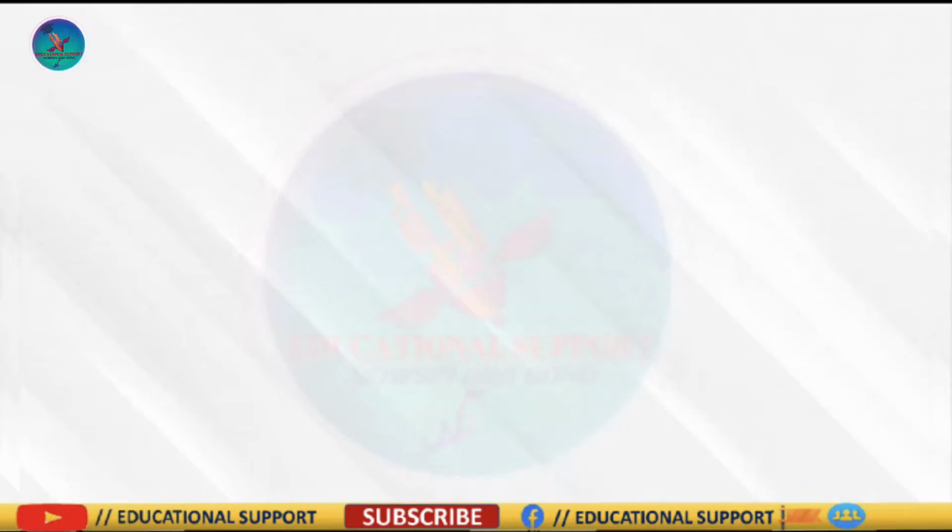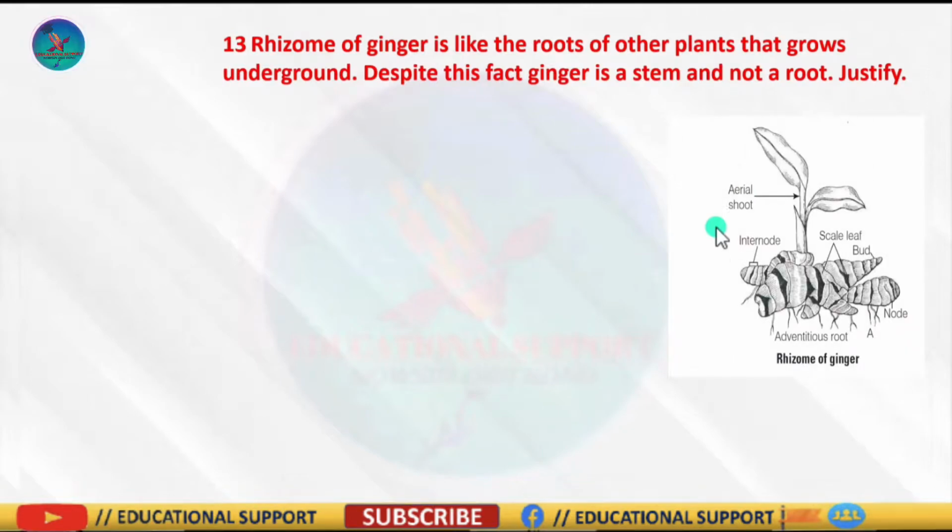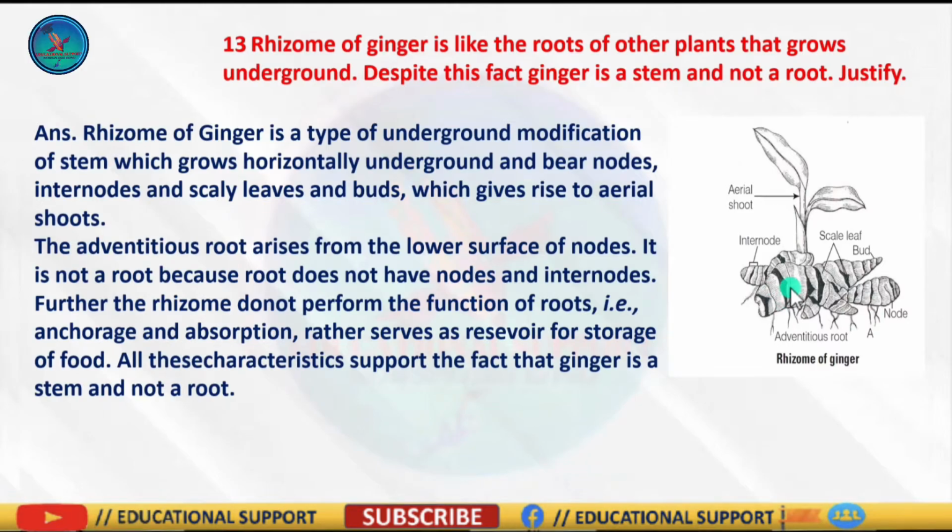Question number 13 is, the rhizome of ginger is like the root of other plants that grow underground. Despite this fact, ginger is a stem and not a root. Justify it. Ginger grows horizontally in the soil. It shows the presence of nodes and internodes which are covered by scaly leaves. The presence of the above mentioned characters shows that it is an example of rhizome, which is an underground modification of stem. This type of modification of stem is generally found for storage of food and vegetative propagation. Hence, ginger is a stem and not a root.